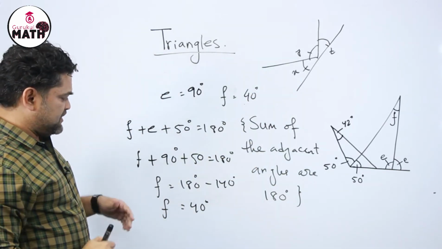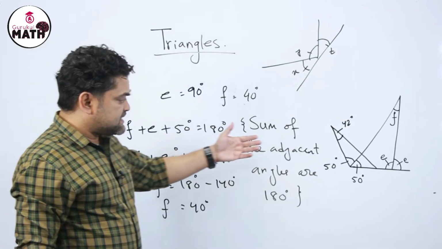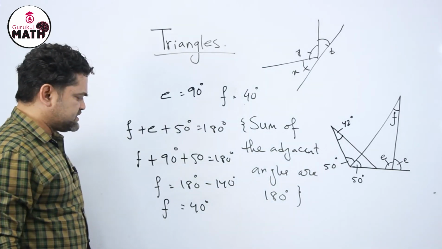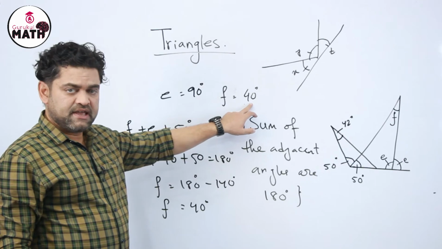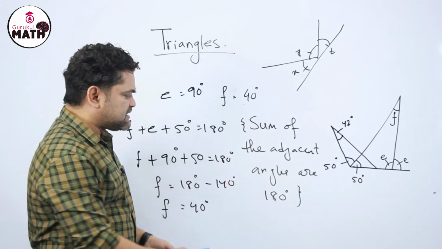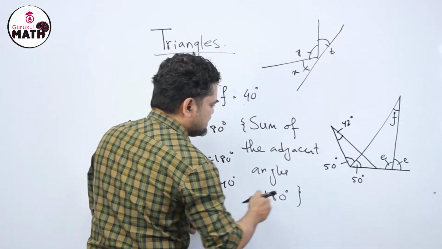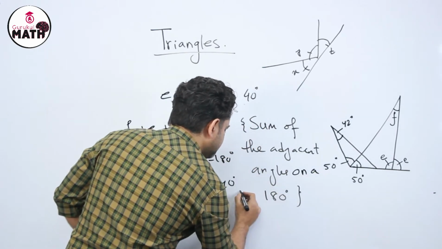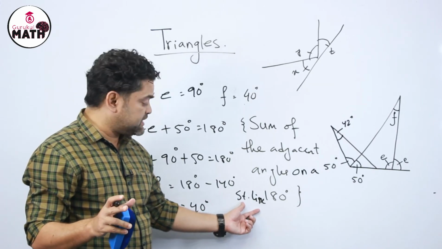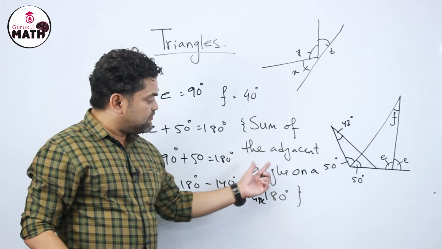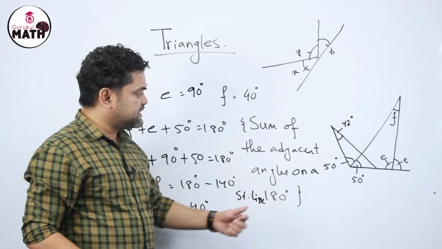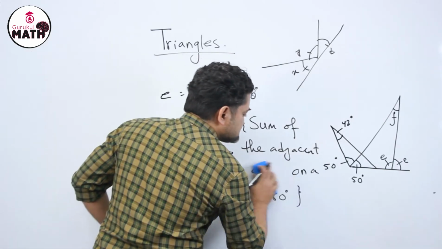So I will explain another thing about the triangle. One logic you should know, and that is very important, that f equals 40 degrees we have found, e equals 90 degrees we have found, and the sum of the adjacent angles on a straight line you can write here is 180 degrees. I am writing in a short way, but I am explaining it verbally. So the sum of the adjacent angles on a straight line is 180 degrees. You have to remember this. About today's class, this logic is very important.